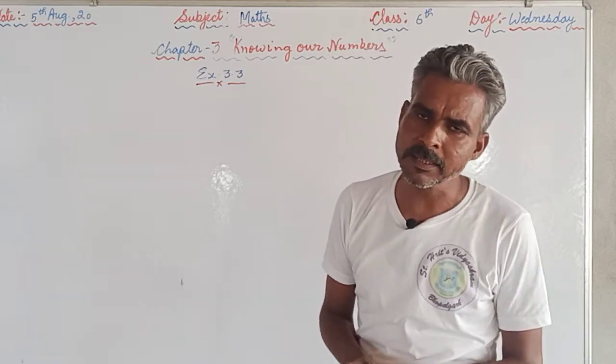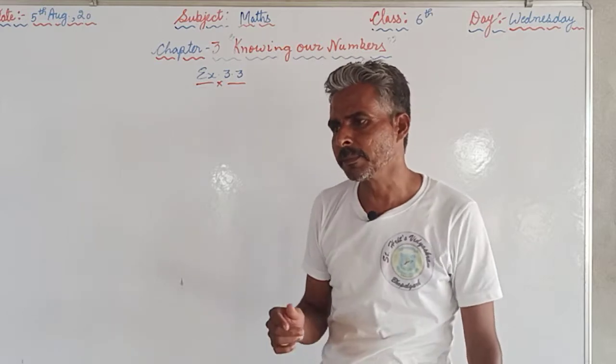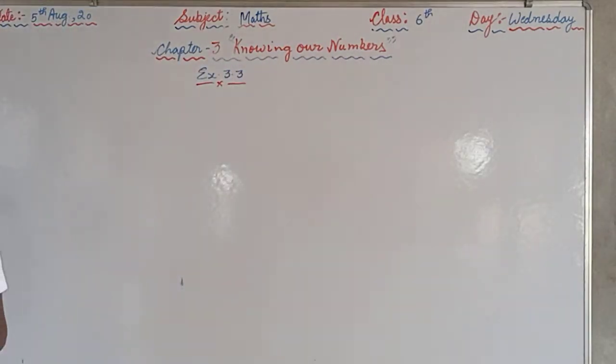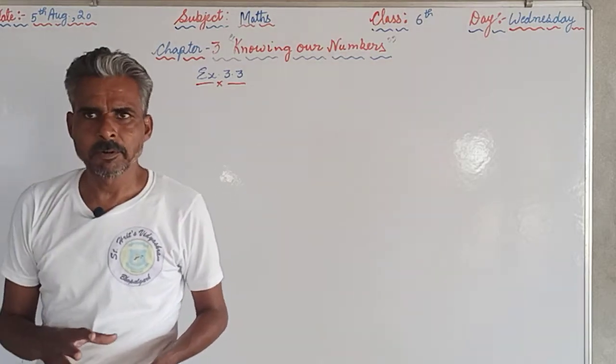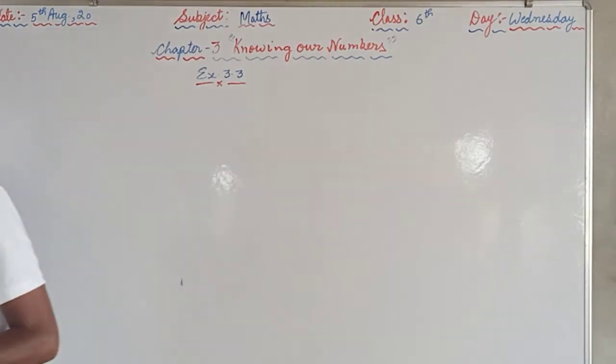This video is for class 6 and the subject is maths, and we are continuing the same chapter, chapter number 3, and the name of the chapter is Knowing Our Numbers. In this, exercises 3.1 and 3.2 we have already completed and discussed. If you are having any doubt, you can message us or even call us. Now we will start exercise 3.3, question number 1.